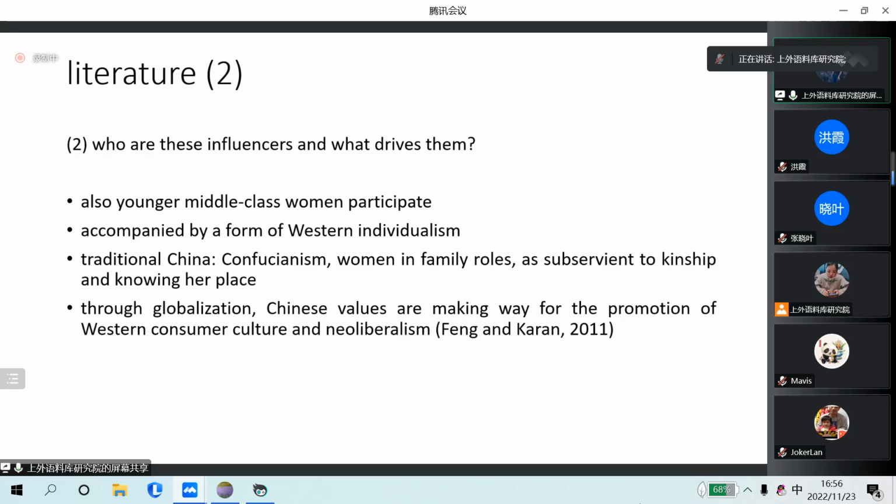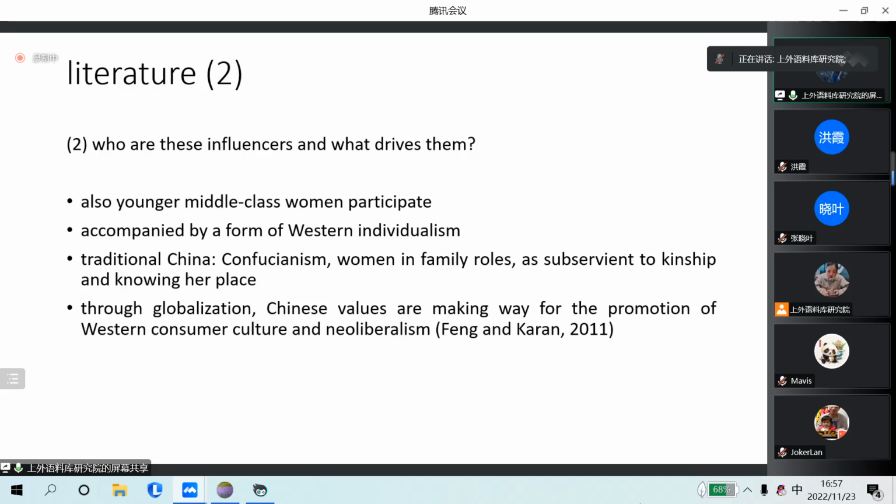Traditionally in China, we will have Confucianism, right? And Confucianist values. So in Confucianism, women will be more cast in roles in relation to duty, and you know, you're in a family context and you are subservient to kinship. You have to know your place. You have a lot of duty. Yeah, beauty. That's what I've understood so far through the literature.